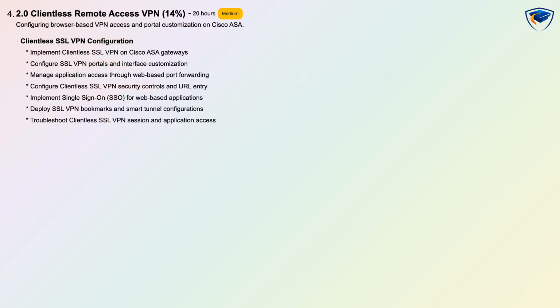In the Site-to-Site VPN solutions domain, you'll also learn how to implement Group Encrypted Transport VPN, or GET-VPN, configure FlexVPN on Cisco iOS routers using IKEv2, and use Virtual Tunnel Interfaces, or VTI, for IPsec configurations. Additionally, you will be required to troubleshoot site-to-site IPsec tunnel negotiation and data plane.